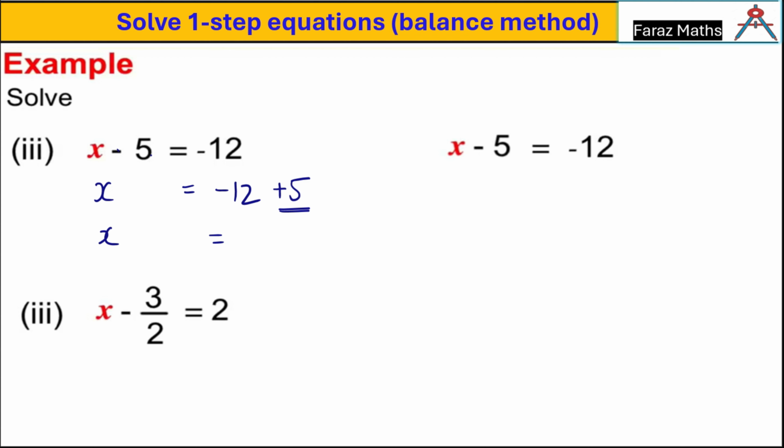So x is equal to negative 7. That's our answer. Here we have the next question: x minus 3 over 2 is equal to 2.